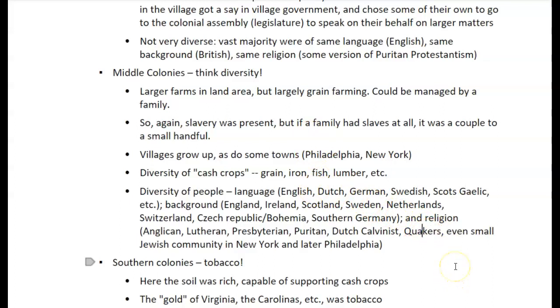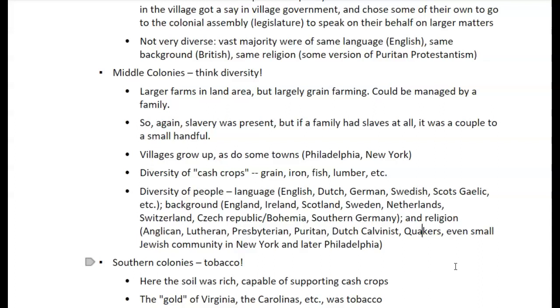If you look at New York, New Jersey, and Pennsylvania, you had people in this area, even on Staten Island or what's now New York City, alone, who spoke English, Dutch, German, Swedish, Scots Gaelic, Irish Gaelic, a few even Spanish people kicking around. They were of different backgrounds. They came from England and Ireland and Scotland, and Sweden and the Netherlands, and Switzerland, and what is now the Czech Republic, which at the time was Bohemia, and southern Germany.